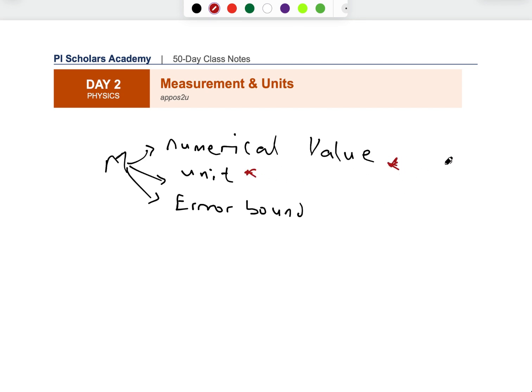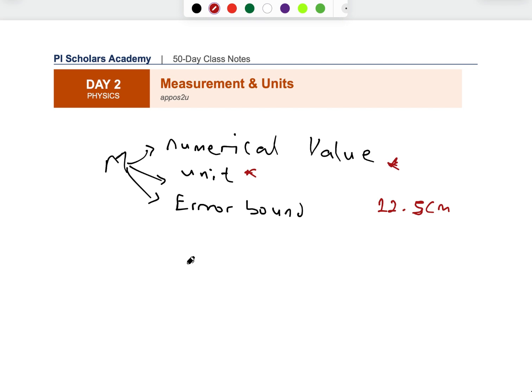If you take a measurement of a length now, you can get something like 22.5 centimeters. So what you notice is that 22.5 is the numerical value and centimeters is the unit of this particular thing. Now, what is error bound? The purpose of error bound is to give a form of accuracy to our measurement, because there can be so many errors based on the instrument that we have used, or error due to human factor itself. So there's a lot of things that can give rise to error in our measurement.